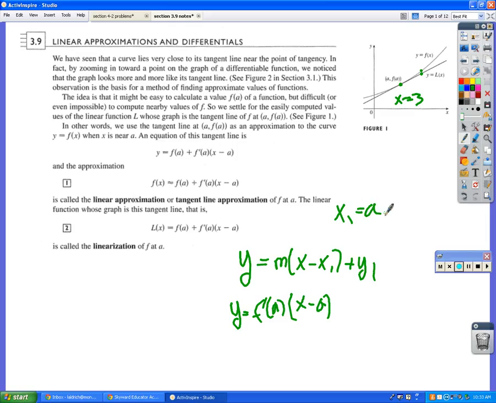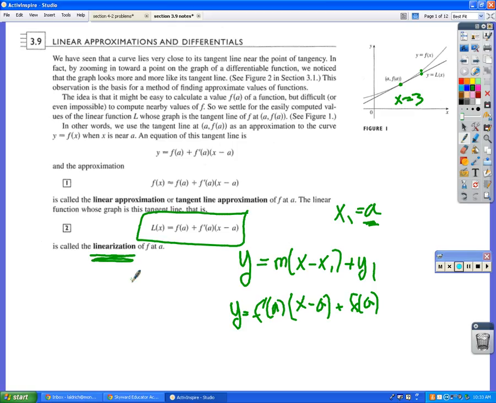And then plus y1, but we're using function notation. So y1 would be what we get when we plug a into the function, so that would be f of a. And so that's where the formula for the tangent line approximation comes from. It is y equals the slope, the value of the derivative at that point, times x minus the x coordinate, plus the y coordinate. That is called the linearization of f at a.